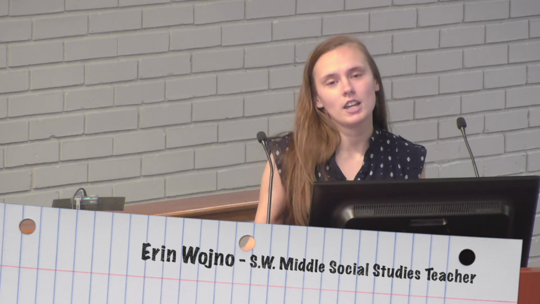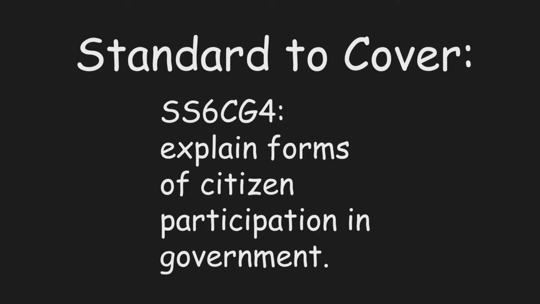Today we're going to be talking about Australia's government and economics and how that impacts their people. So let's get started. The standard that we're going to be covering is SS6 CG4. We're going to be explaining the forms of citizen participation in the government. So you're going to see how the citizens participate, how they get their voice across in the government of Australia.